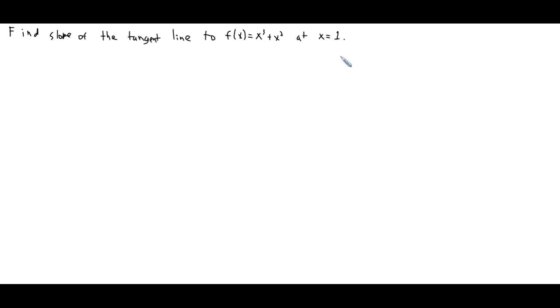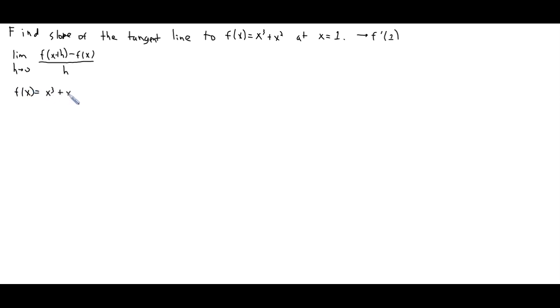And so we know how to do this, right? We're just going to find f prime of x and then plug in 1. So let's go ahead and get started. As always, we're going to start with writing down our formula. The limit as h approaches 0 of f of x plus h minus f of x, all divided by h. So step 1, we get f of x, which we're given, so that's easy.